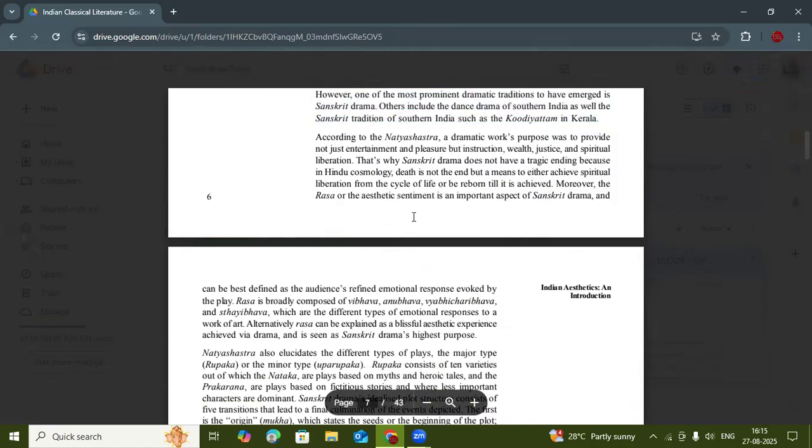According to the Natya Shastra by Bharata Muni, a dramatic work's purpose was to provide not just entertainment and pleasure, but instruction, wealth, justice, and spiritual liberation. So according to the Natya Shastra, a dramatic work's purpose was to provide not just entertainment.